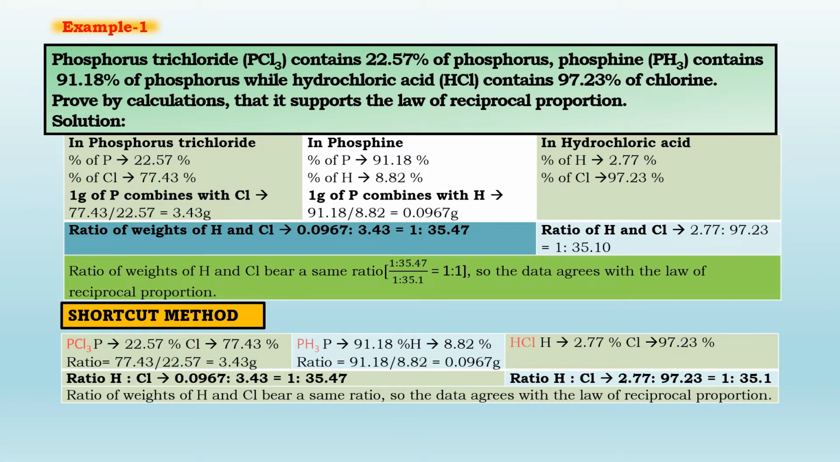In the second compound, in a similar way we get ratio of phosphorus to hydrogen as 91.18 is to 8.82, that is equal to 0.0967. Ratio of these two, hydrogen to chlorine, is equal to 1 is to 35.47. In the third compound HCl, the ratio is coming as 1 is to 35. Since the ratio of weights of hydrogen and chlorine bear the same ratio, the data agrees with the law of reciprocal proportion.